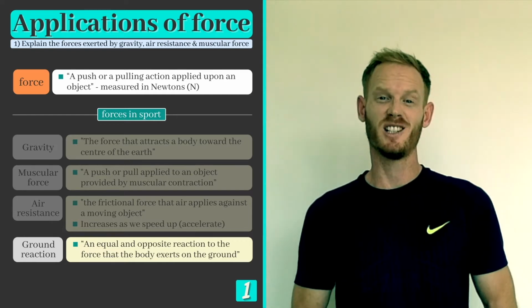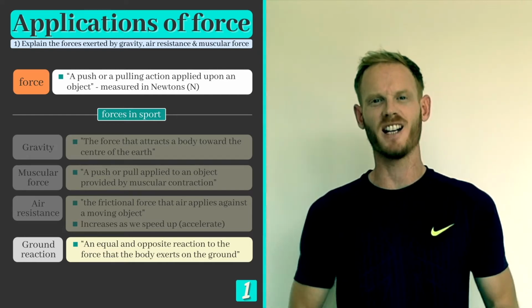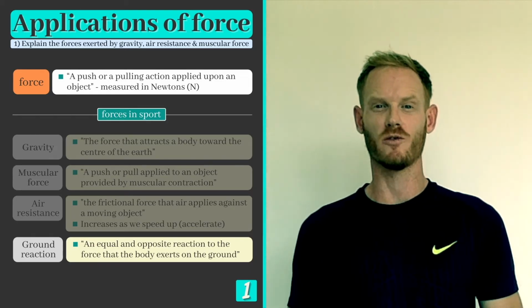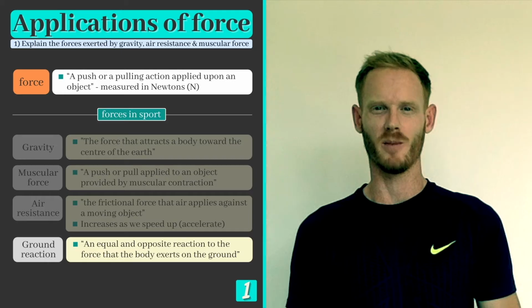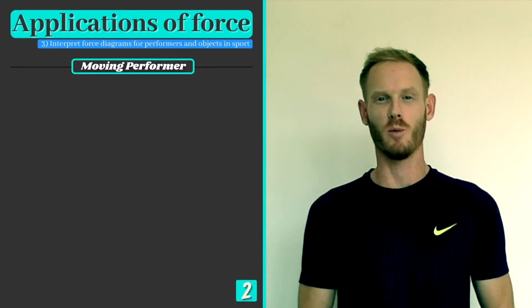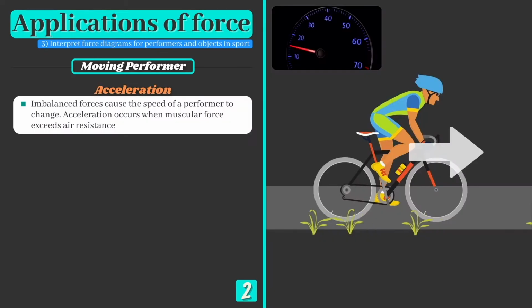So now that you know a little bit more about the forces at play, our next step is to apply them to a sporting context, and there are 3 scenarios from sport that you need to be able to interpret. We'll start by examining the forces acting on a moving performer, and we'll use a cyclist as an example. The cyclist applies a muscular force to the pedals, causing the bike to move, and because the pace is slow at this point, air resistance only has a very small influence.